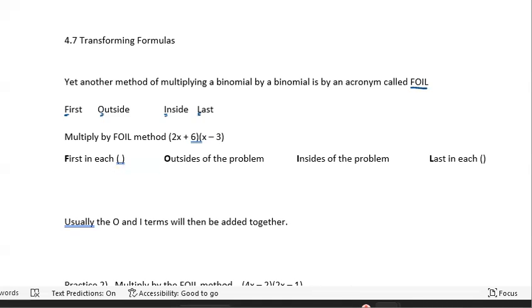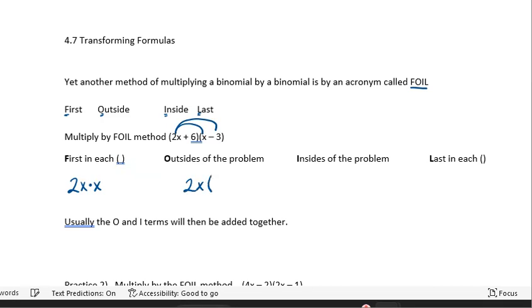And when you look at how we do this, the first number in each parentheses would be the 2x times the x. So we do 2x times x. Now that looks just like how we distribute, which is true. This is really not any different from distributing. Then we would do the 2x times the -3. Those are both the outside ones. So 2x is on the far left and -3 is on the far right.